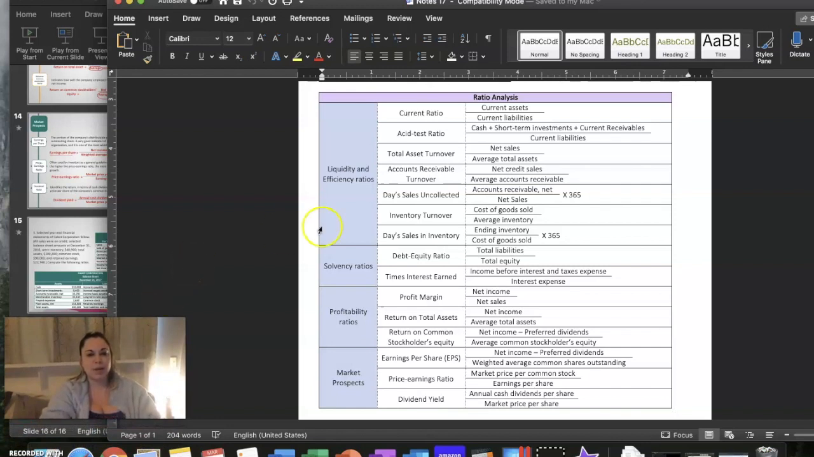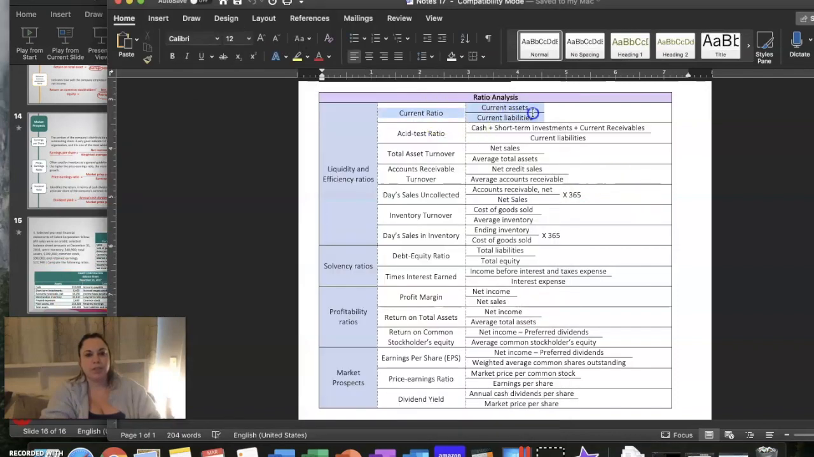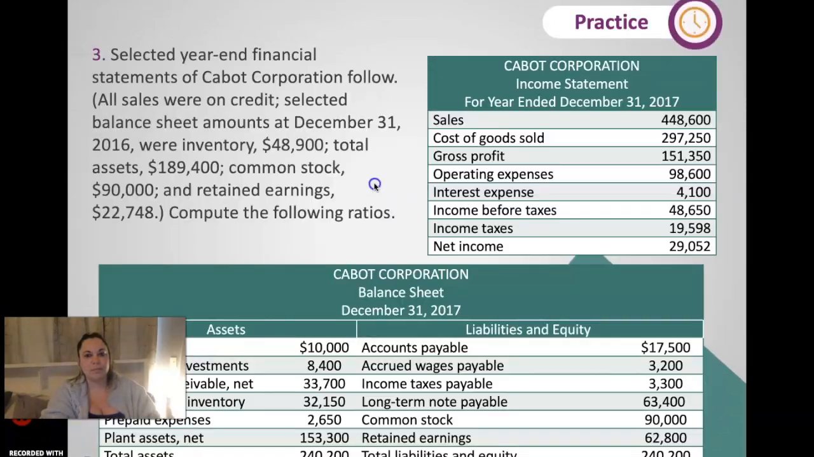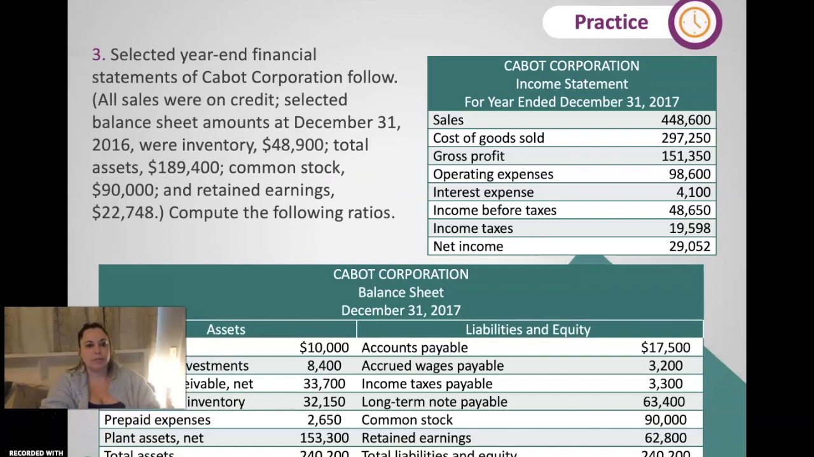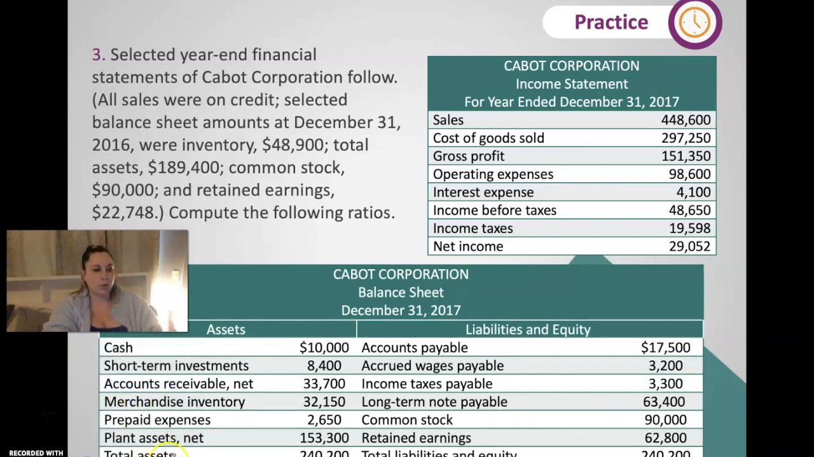When doing these problems, you might want to have the Note 17 page open because all of the formulas are right here for you. So for instance, the first one is the current ratio. Current ratio is current assets divided by current liabilities. So when you're looking on here, you want to find just your current assets and your current liabilities. You don't want to look at all your total assets.